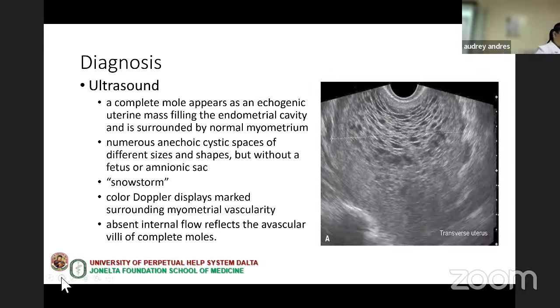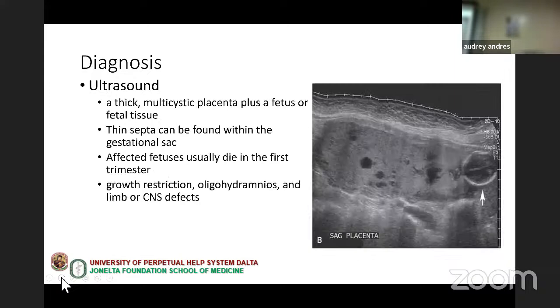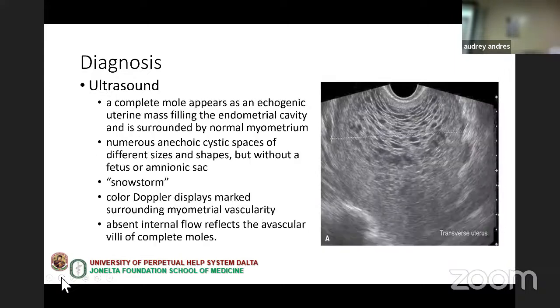Because of the advent of ultrasound, the diagnosis of H1 becomes easier. So this is the classic appearance of your H4. And this is your snowstorm appearance: anechoic cystic spaces of different size and shape, but no fetus, no amniotic sac.